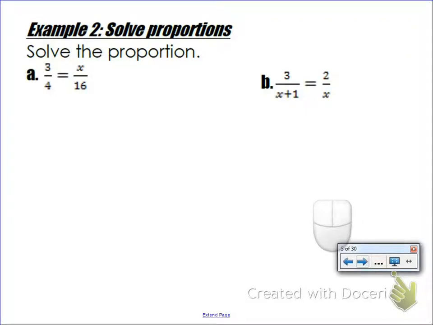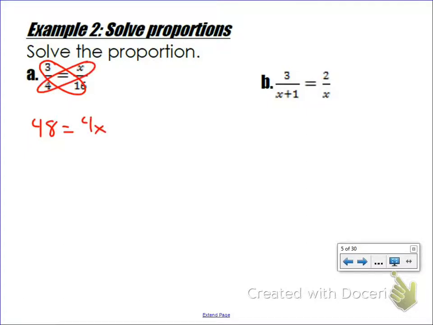So we're going to go ahead and use that for this first problem here. So I have 3 over 4 equals x over 16. I'm going to use the cross product property to go ahead and solve for x. So we're going to start off by multiplying 3 times 16, which is going to be 48, and then 4 times x, which is going to be 4x. One-step equation, go ahead and divide by 4 on both sides, and x is going to be equal to 12.